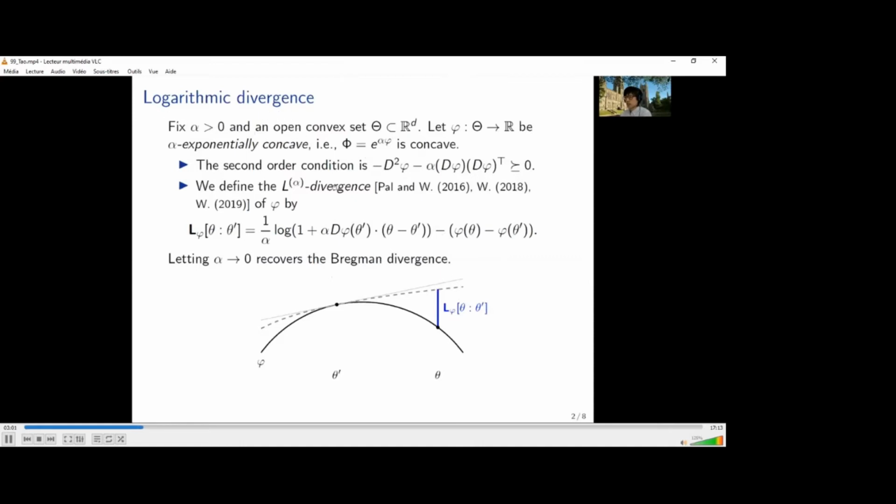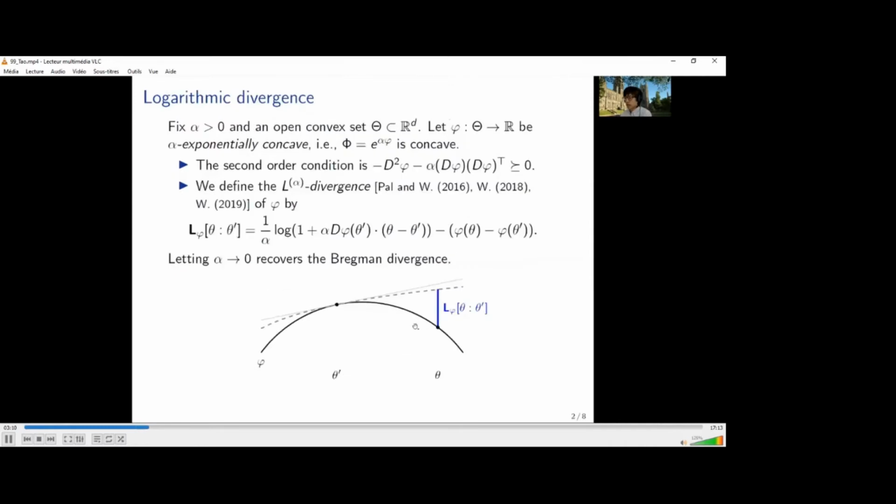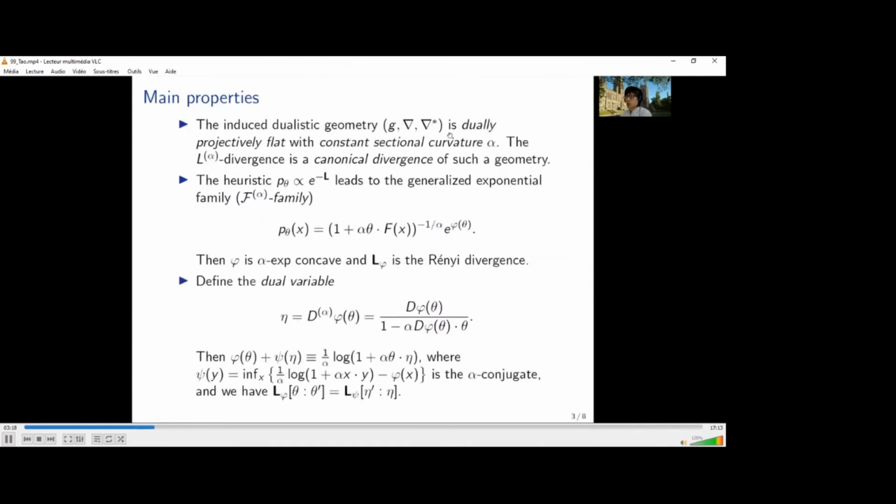This log divergence is very interesting from the information geometric point of view. First of all, suppose that we look at this log divergence as a divergence on this convex set regarded as a manifold. Then in information geometry, we know that it induces a so-called dualistic geometry consisting of a Riemannian metric g as well as a pair of affine connections, nabla and nabla star. Remarkably, I showed that this dualistic geometry is actually dually projectively flat and its sectional curvature is constant. Moreover, the L alpha divergence is a so-called canonical divergence of such a geometry. This means that if I start with a statistical manifold which satisfies these properties, then locally I can define intrinsically a divergence which is given by an L alpha divergence.